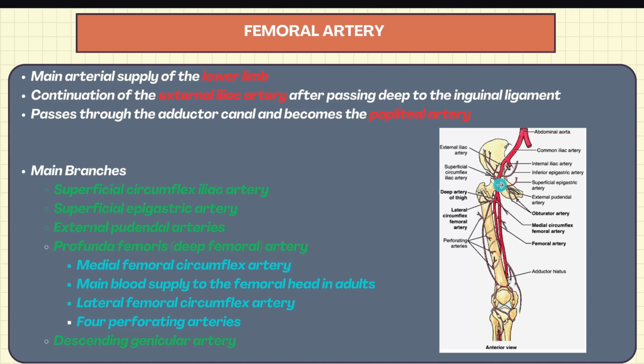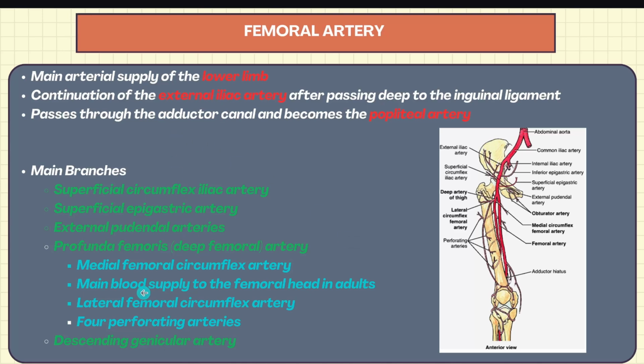So the femoral artery is going to give us 5 main branches, okay? It's going to first of all give us the superficial circumflex artery, the superficial epigastric artery, external pudendal artery, and the profunda femoris. The last branch of the femoral artery is the descending genicular artery. However, for the profunda femoris artery, it's going to give us 4 different arteries. This means the profunda artery is one of the most important branches of the femoral artery.